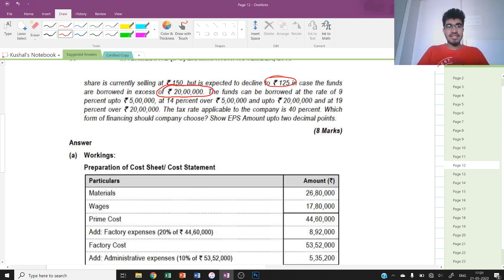The funds can be borrowed at the rate of 9% up to 5 lakh, 14% over 5 lakh and up to 20 lakh, and at 19% over 20 lakhs. The tax rate applicable to the company is 40%. Which form of financing should the company choose? Show EPS amount up to 2 decimal points.